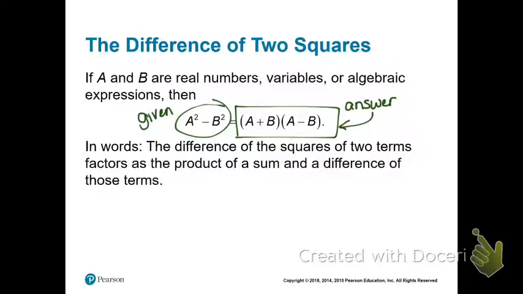So how do you find a? Well, remember, a is going to be the square root of a squared, and b will be the square root of the b squared.